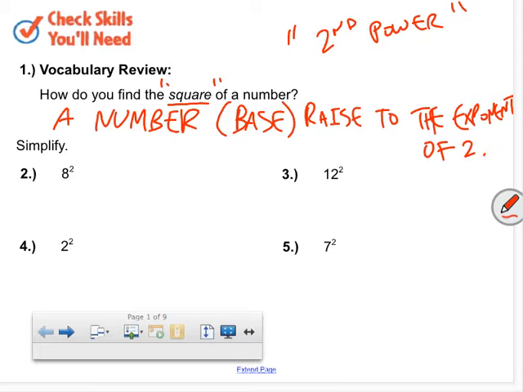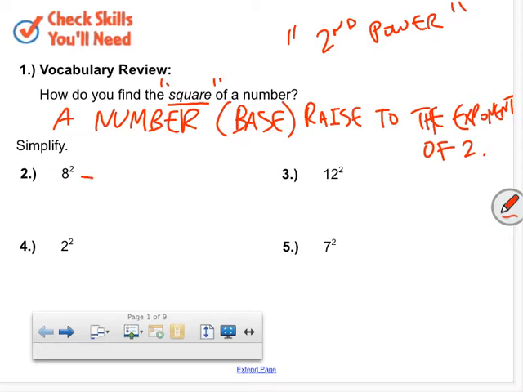For number 2, what is the base of problem number 2? What's the base in that example? 8 is the base. For number 3, what's the base? 12 is the base. For number 4, what's the base? 2. Which 2 are we talking about? Superscript 2 or the big 2? Big 2, very good. And number 5, what's the base? 7. Who can tell me the answer to number 2?